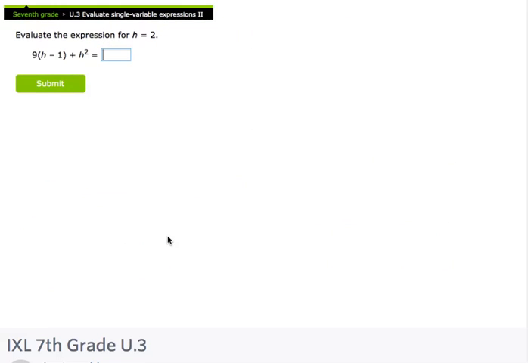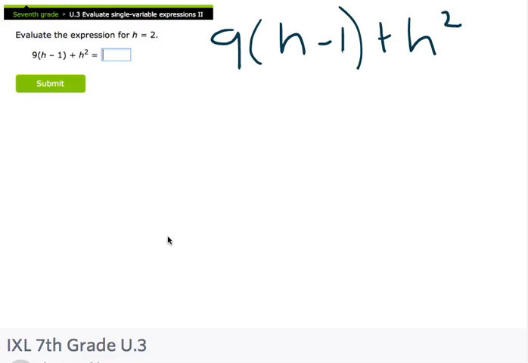Okay, let's look at the next one. We have 9 times parentheses h minus 1 in parentheses plus h squared. So we replace h with the value of 2. So we have two places where we're going to replace it. Wherever there is a variable h, we're going to put a 2.